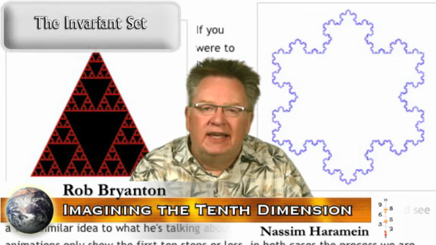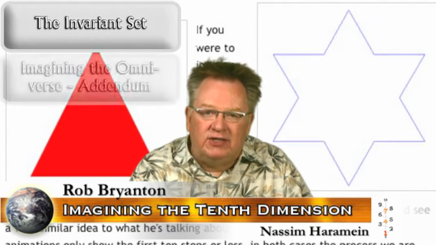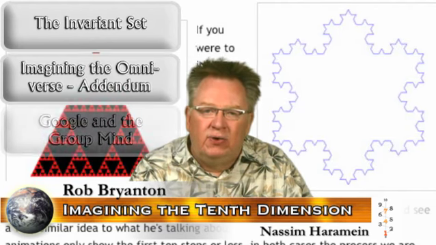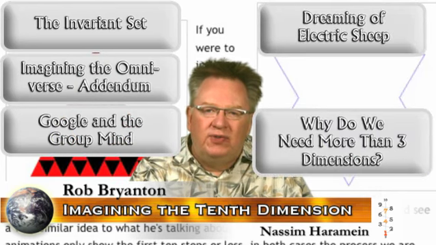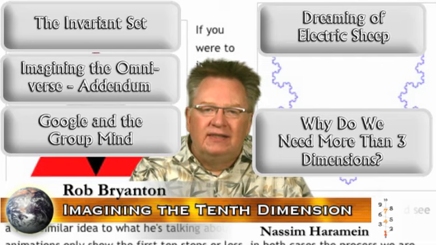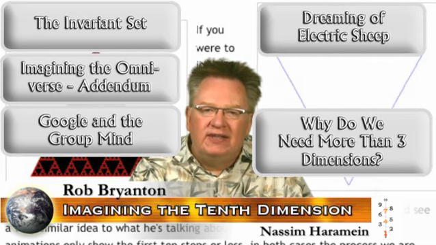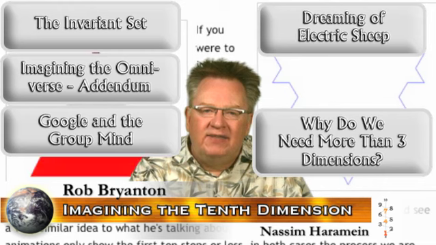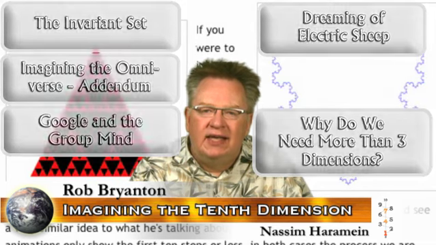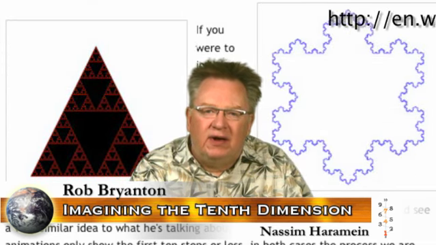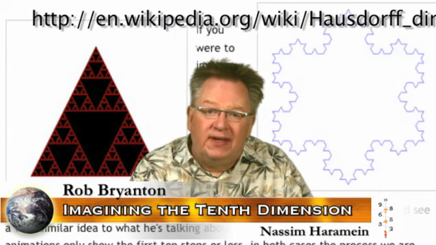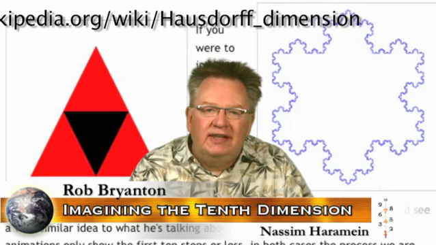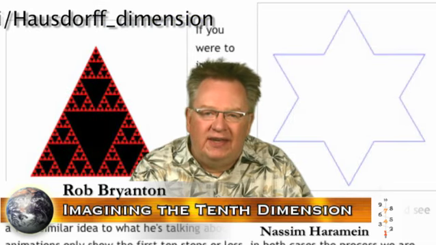When you read blog entries like The Invariant Set, Imagining the Omniverse Addendum, Google and the Group Mind, Dreaming of Electric Sheep, and Why Do We Need More Than 3 Dimensions, you'll see fractals discussed from various approaches. The thing that we should all be clear about here is that fractals are often defined as having non-integer dimensions. And as you'll see if you read the Wikipedia article on Hausdorff dimensions, that Sierpinski fractal we were looking at here has a dimensionality of approximately 1.585.